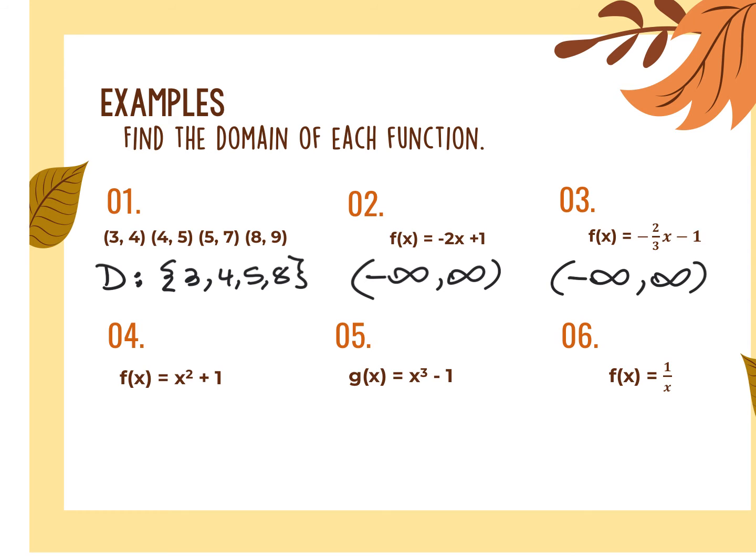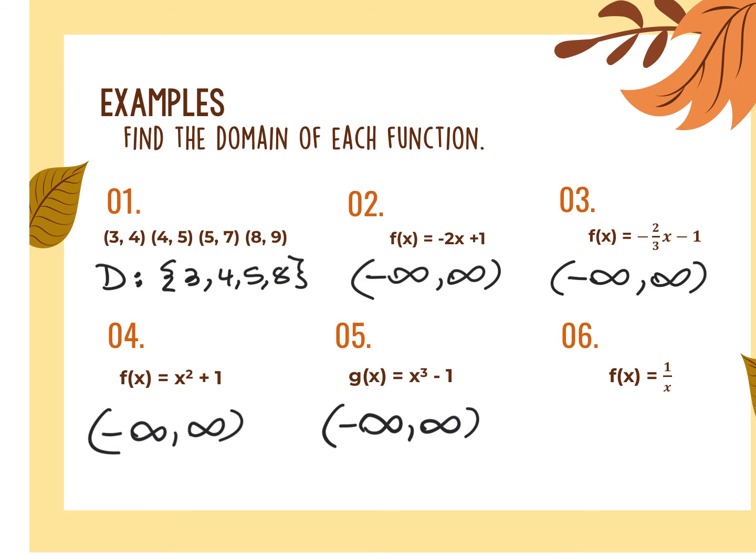Same thing for the next one. No square roots, no fractions. So this one also is all real numbers. Same thing for number 5. No radicals, no fractions, all real numbers. Boom, we hit a fraction.